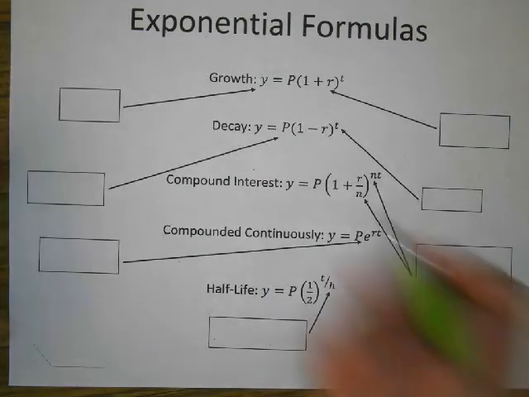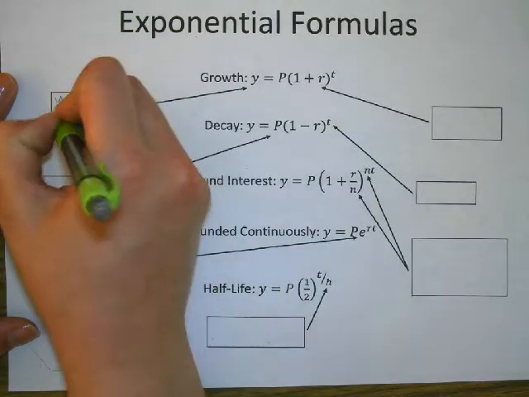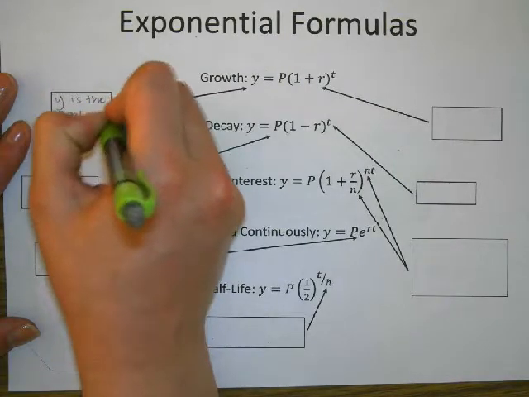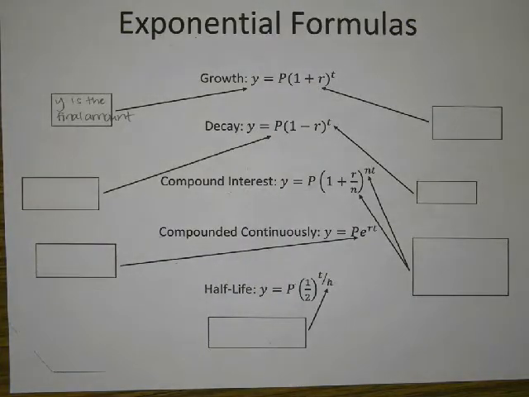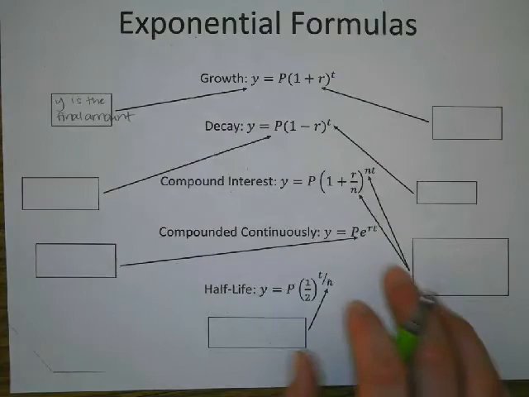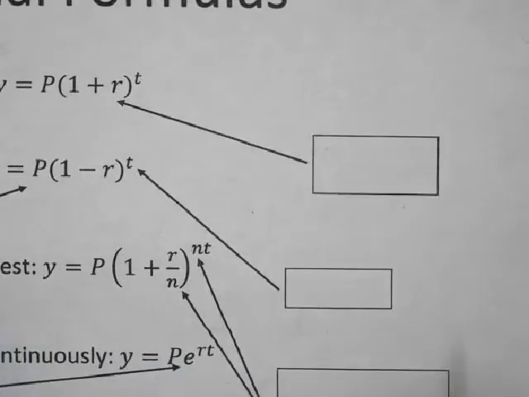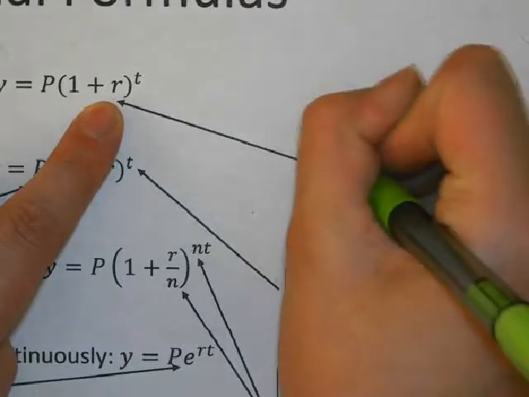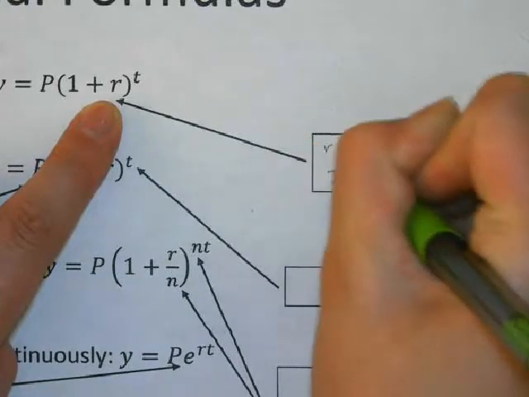So the Y stands for the final amount. Typically, these questions have to do with money, so they're talking about banks and interest and stuff like that. The final amount or the total amount. The R is the rate, and it is always written as a decimal.